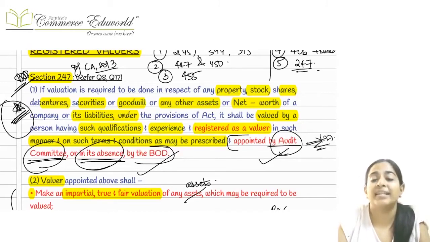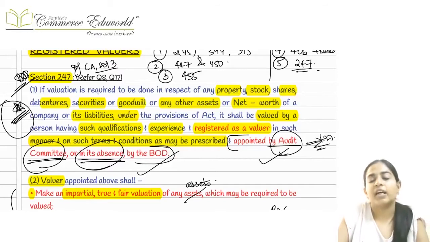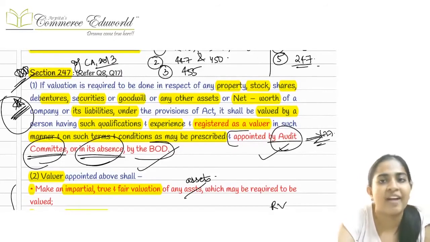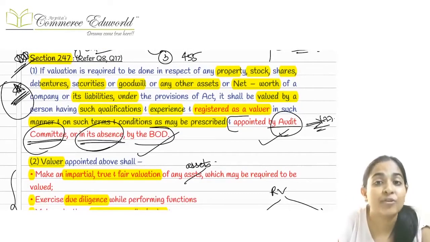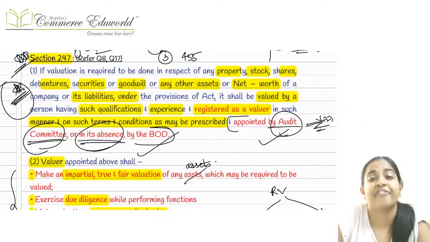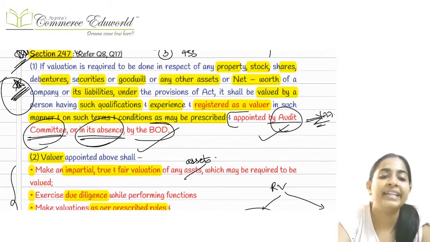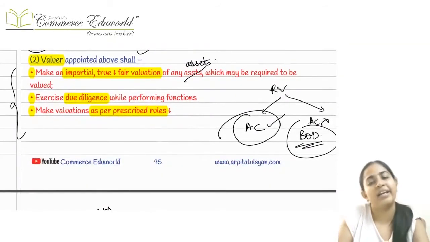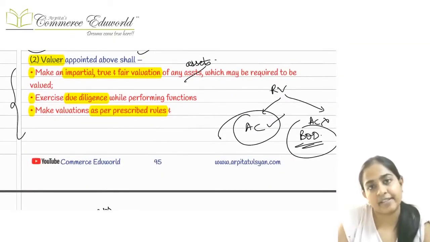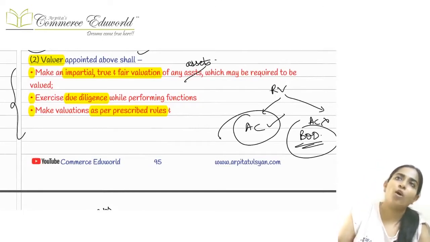And this point which I am going to tell you now is super important. If in a company we want to appoint a registered valuer, then the appointment has to be done by an audit committee, if we have an audit committee in the company. If we do not have an audit committee, then it will be done by the board of directors.